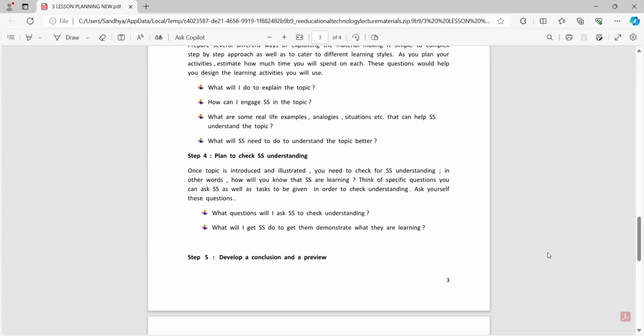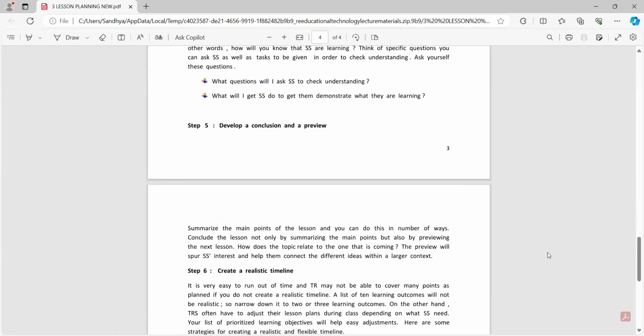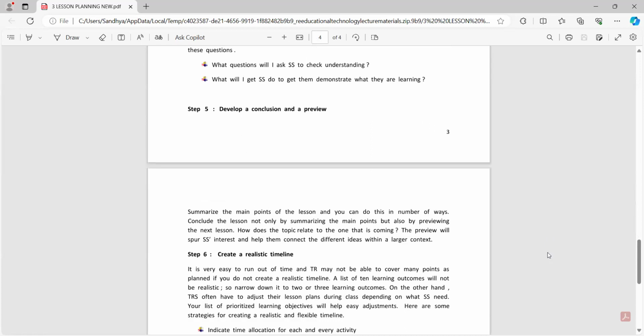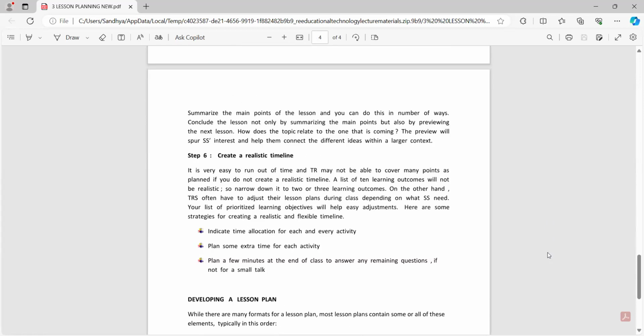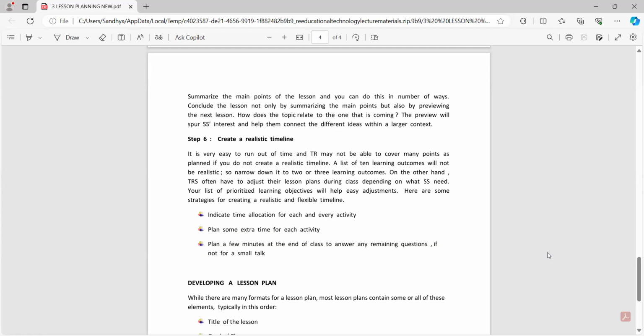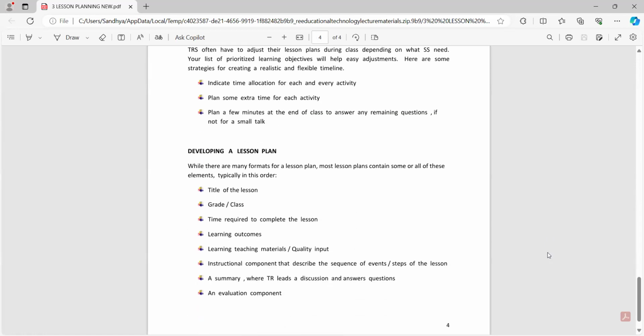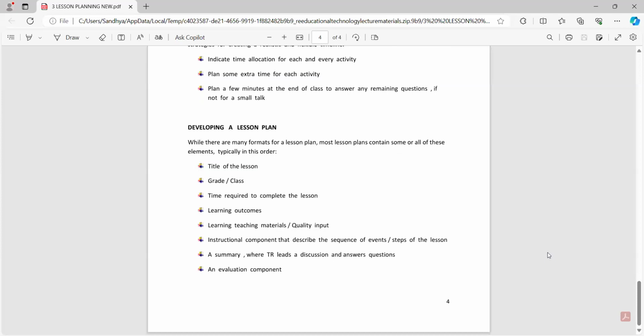Right. So develop a conclusion and a preview. Preview means what they are going to do next time. And create a realistic timeline. For the first activity, how much time is spent. For the second activity, how much time is spent. For the third activity, how much time is spent. That also you have to think of, right? Then look at the last component of lesson plan. What are the components of a lesson plan? If it is a lesson plan, a standardized one, you have to incorporate these things into the lesson plan.